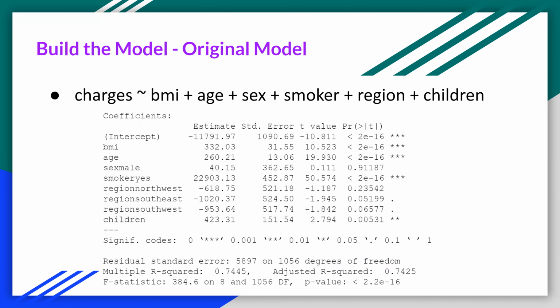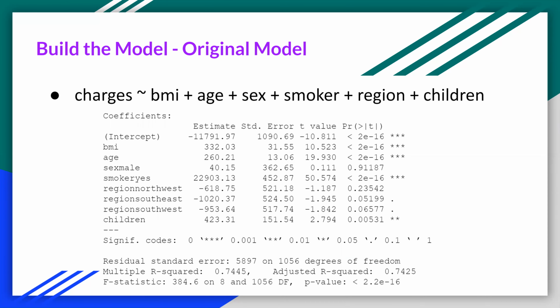Once we go on to building the model, we start with our original model, which includes all 6 of the original input variables contributing to the charges model. As you can see, it starts off pretty accurate at an adjusted R-squared value of 0.74, with no changes. However, we can see that sex and region are not statistically significant, meaning that their p-value is above 0.05.